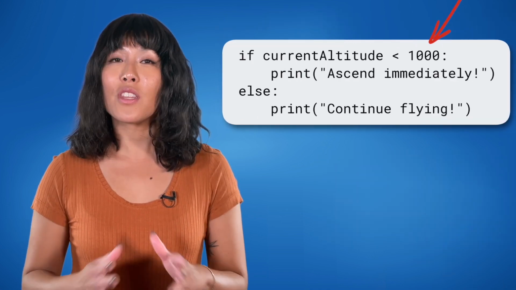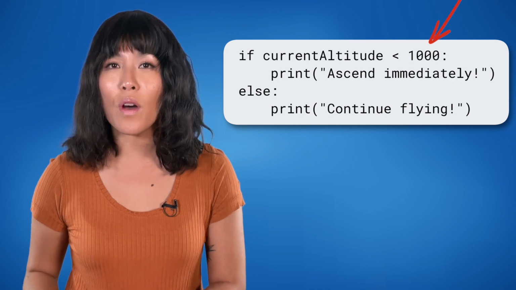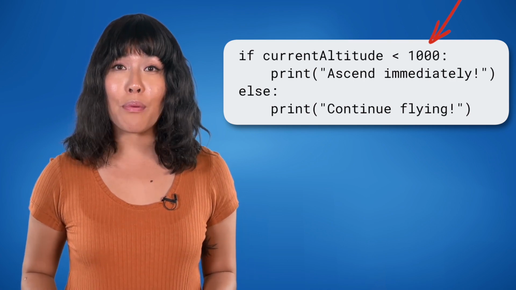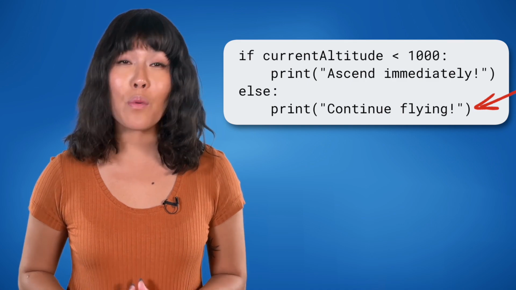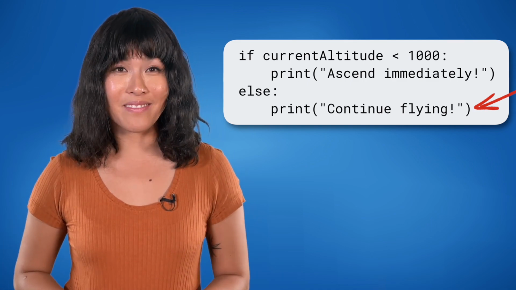First, we check if the current altitude is less than 1,000. If this is true, we print ascend immediately. Otherwise, if this is not true, we will print continue flying.